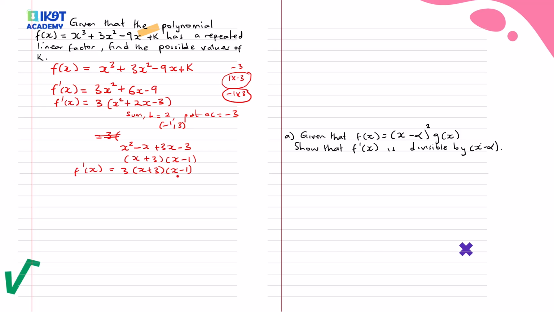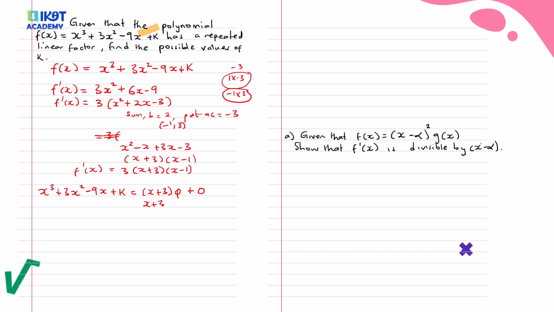You have x plus 3 and x minus 1. But now we say one of these factors is the repeated factor. Another question said find the possible values of k. So now we're going to get x cubed plus 3x squared minus 9x plus k. So we're assuming both of these are factors, since we don't know which one is the repeated factor. So we're going to substitute in both. Now, from our previous lesson, you realize that when you divide by a factor, the remainder will be 0.